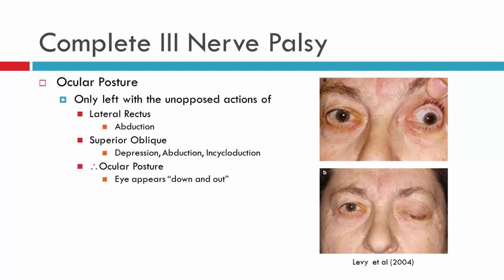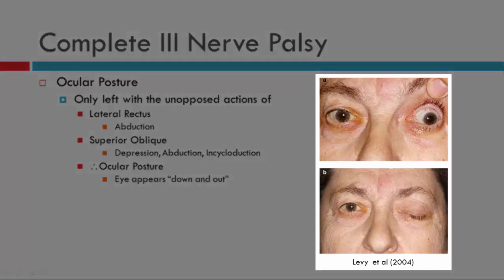Let's start off with the complete third nerve palsy. What do we expect of this patient in terms of their deviation in primary position? And this is what we refer to as the ocular posture. Now, if you think about it, in a third nerve palsy, you've affected all extraocular muscles, if you have a complete third, other than the lateral rectus and the superior oblique. So these two muscles remain unopposed, and therefore the lateral rectus will take the eye out and the superior oblique will take the eye down. So the hallmark deviation of a complete third nerve palsy is an eye that's down and out.